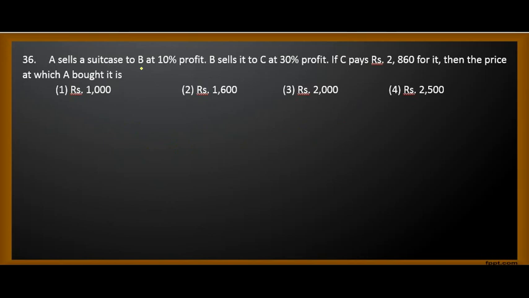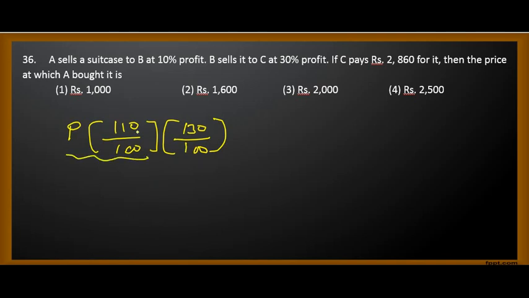A sells a suitcase to B at a profit of 10%. B sells it to C at a profit of 30%. If C pays 2860 for it, then the price at which A bought is. Let the cost price of A be P. A is selling at a profit of 10%, so 110 by 100. And B sells it to C at a profit of 30%. Now it becomes into 130 by 100, because this is the cost price of B. On this, he is selling at a 30% profit. Now this is the cost price of C.